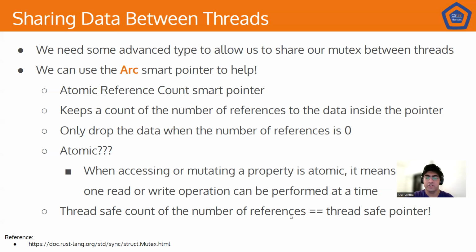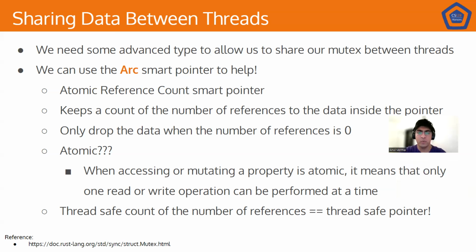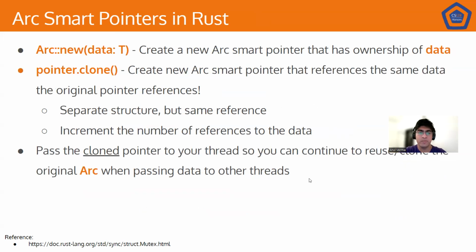So this is the concept of atomic. When accessing or mutating a property that is atomic, it means that only one read or write operation can be performed at a single time. And you can keep it thread safe by keeping track of the number of references. I know I briefly showed you this slide, but we'll go into more detail now.